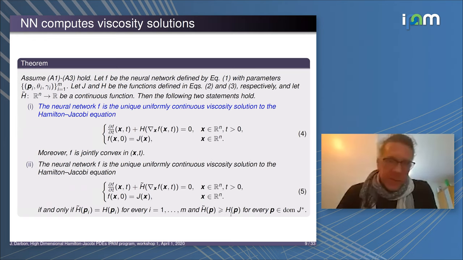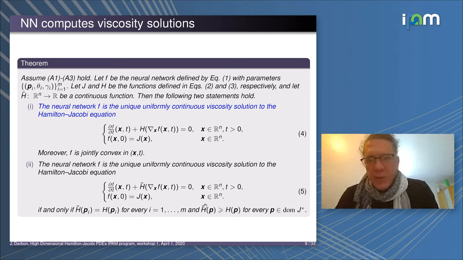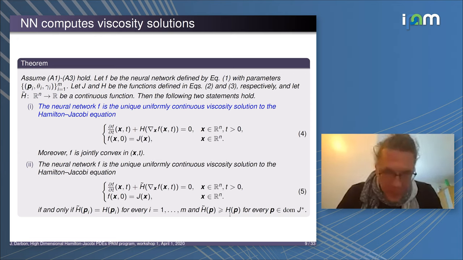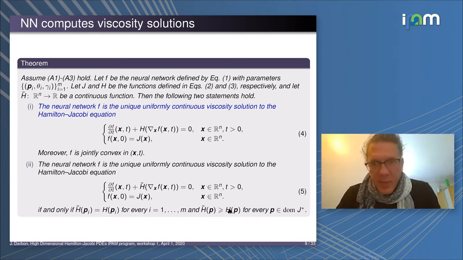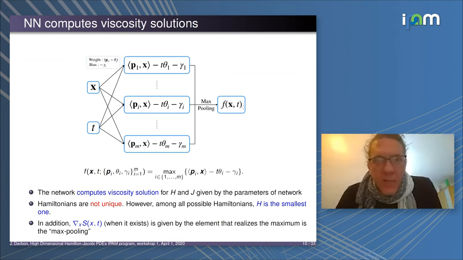So in other words, it's saying that the neural network computes the viscosity solution of not one Hamilton-Jacobi PDE, but actually an infinite number of Hamilton-Jacobi PDEs, and you have a freedom in choosing H. Now, among all possible H, you can talk about the minimal one that we call here H. So this is a summary of what we have so far.